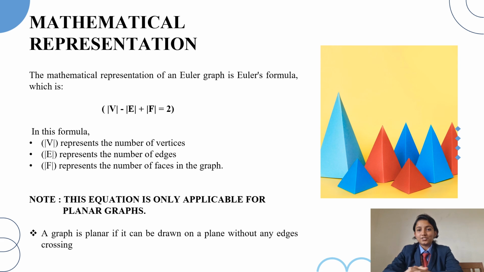Now, I am going to introduce you to Euler's formula specifically for planar graphs. V minus E plus F is equal to 2, where V is the number of vertices, E is the number of edges, and F is the number of faces in the graph. This formula applies only to planar graphs, which can be drawn without edges crossing. It helps us determine the fundamental properties of a graph.